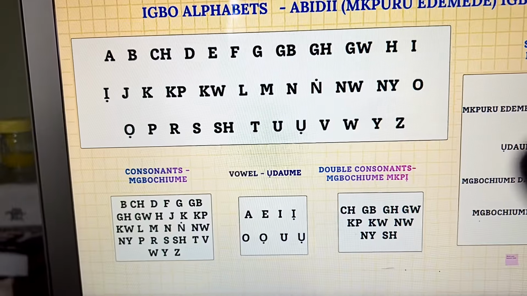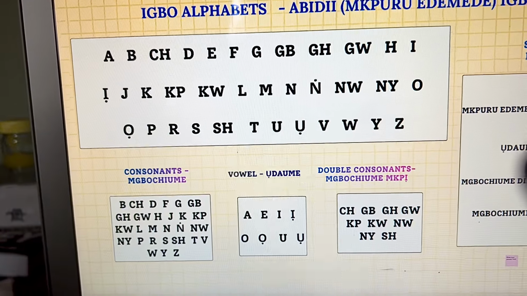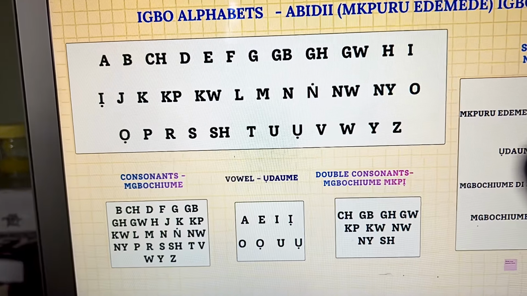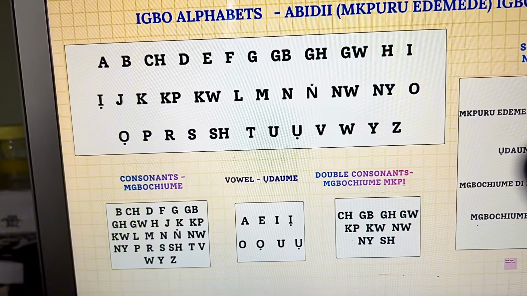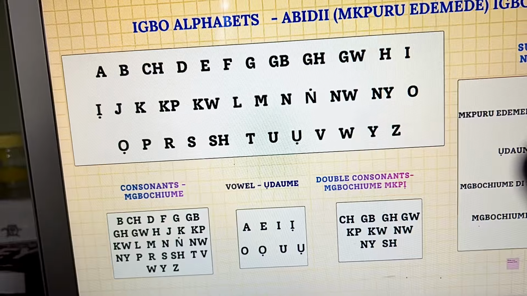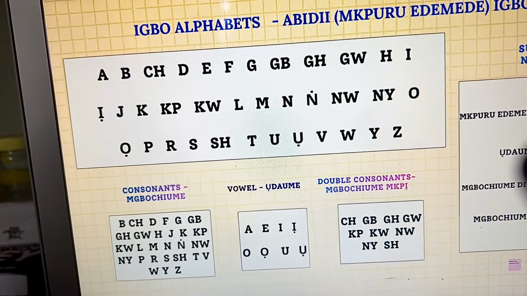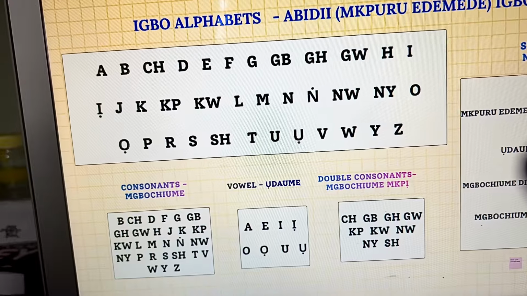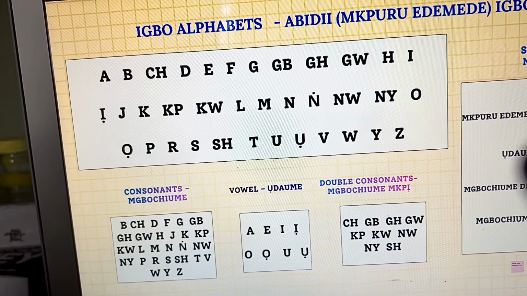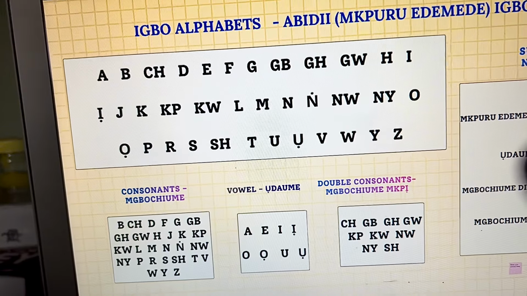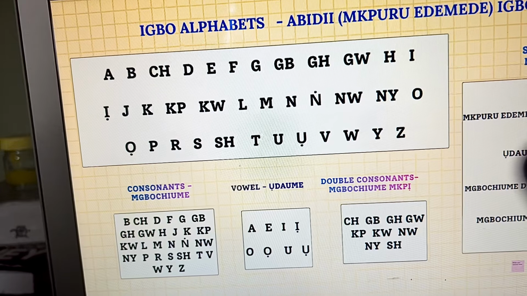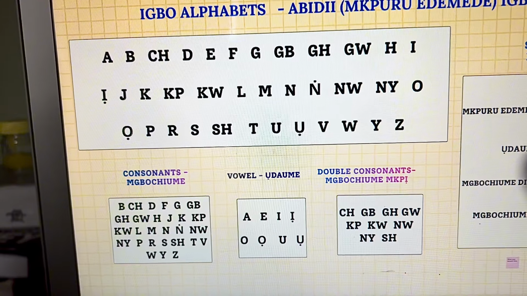Okay, this is the Igbo alphabet. The Igbo alphabet has 36 letters. Some are similar to English letters, while others are unique to Igbo. We will say each letter and pronounce it slowly so you can repeat after me. Within the Igbo alphabet, we have the consonants and the vowels, and we have the double consonants. We will learn all this in sequence.